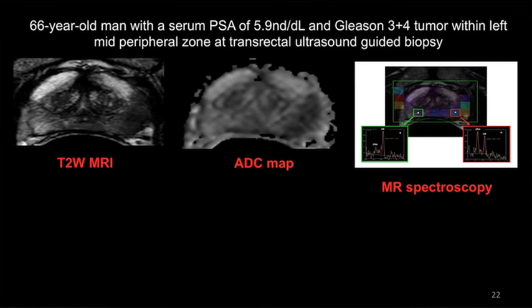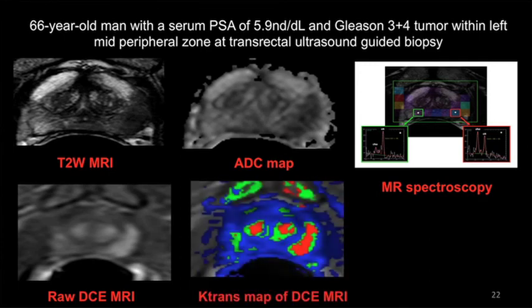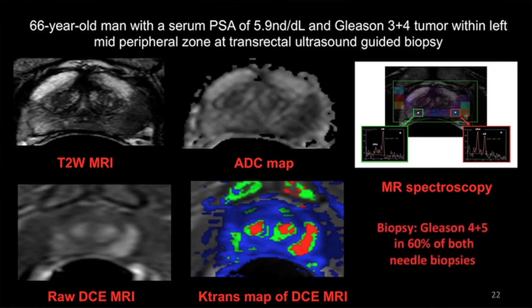So this is positive. And this lesion shows early enhancement within the raw DCE MRI compared to the peripheral side. And the quantitative map also shows the increased fast uptake within that particular lesion. That patient underwent fusion-guided biopsy, which resulted in Gleason 4+5 disease with a high volume.